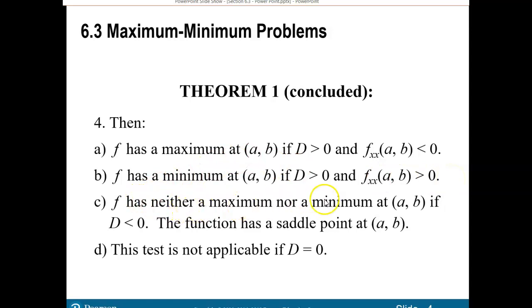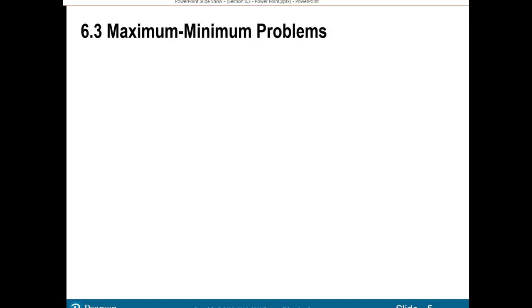f is going to have neither a max nor a min if the value of D is less than 0. Okay, so you only worry about this part if D was greater than 0. If D is less than 0, we don't have a max or a min. We have what we call a saddle point at (a, b). And if you get the value equal to 0 for D, then you can't use this test. It just basically means it's inconclusive. But a value of D being positive or negative, right, will result in these situations.